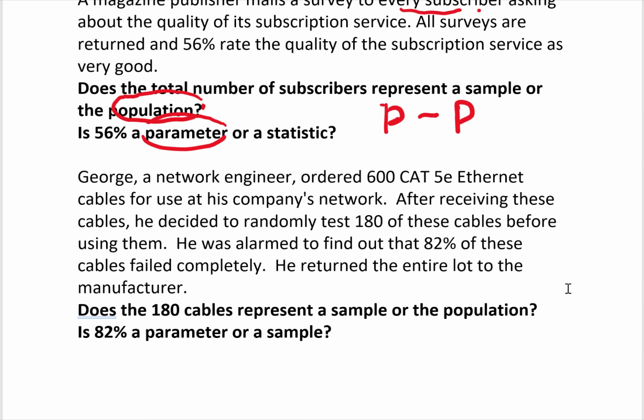George, a network engineer, ordered 600 Cat5e Ethernet cables for use at his company's network. After receiving these cables, he decided to randomly test 180 of these cables before using them. He was alarmed to find that 82% of these cables failed completely. He returned the entire lot to the manufacturer. Does the 180 cables represent a sample or the population? So if you notice, they ordered 600, but George tested 180, so that's a sample. And so the 82% was calculated from that sample, so therefore it's a statistic. So that 82% represents a statistic.